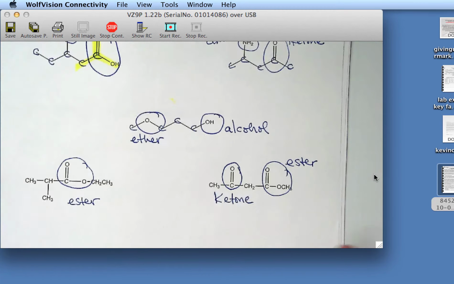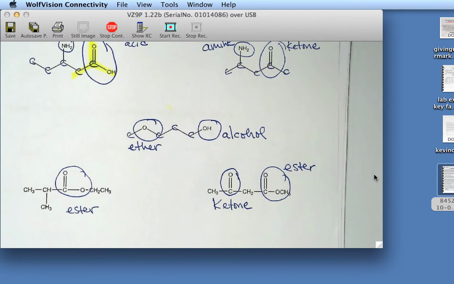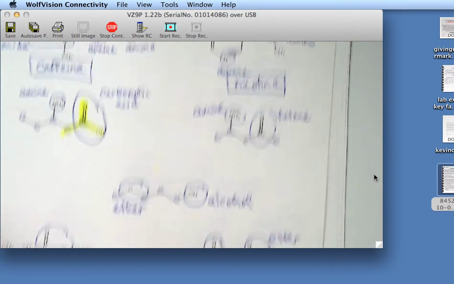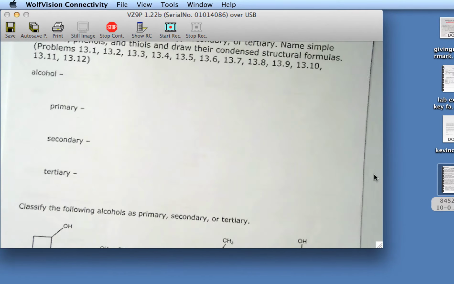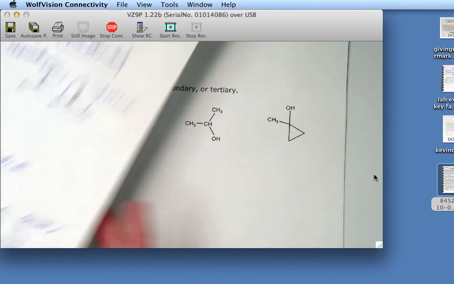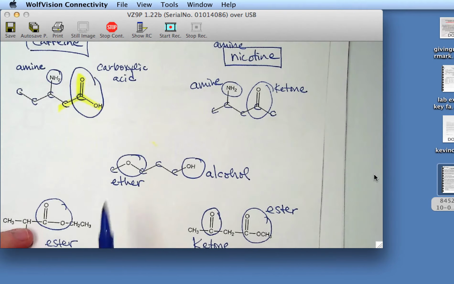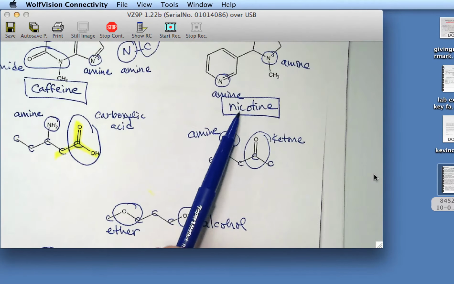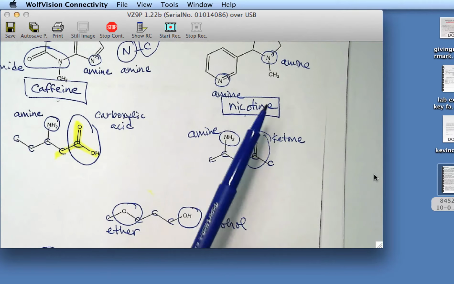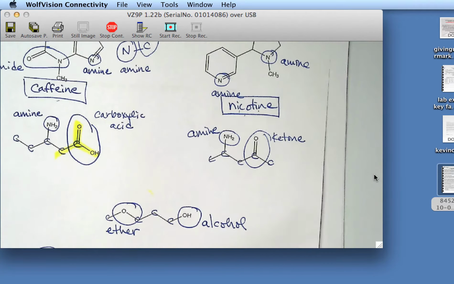So any questions on how to identify functional groups? Work on experiment 13 now. After class, you can practice these. What chemicals were those? An important note: I knew this one was caffeine, but I wanted to make sure that was nicotine, which it is.